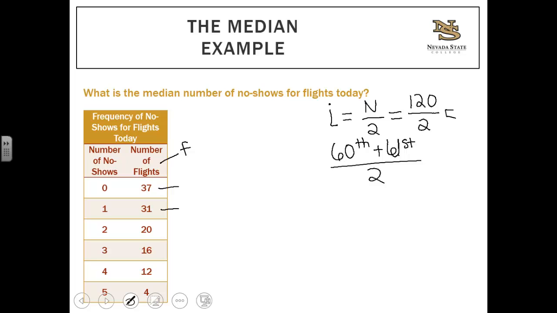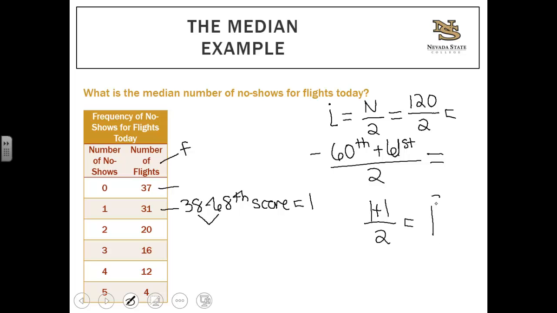So scores 38 through 68 are equal to 1. And guess what? 60 and 61 fall in between that. So we know that both of the scores that we're looking at are a 1. So this becomes 1 plus 1 divided by 2, which is 1. That is our median.